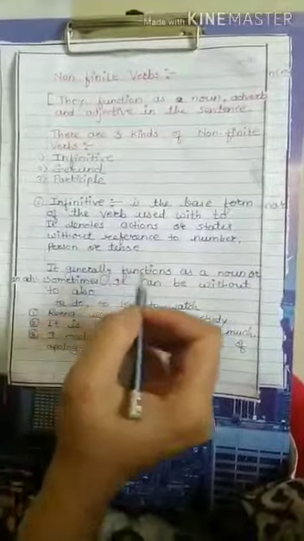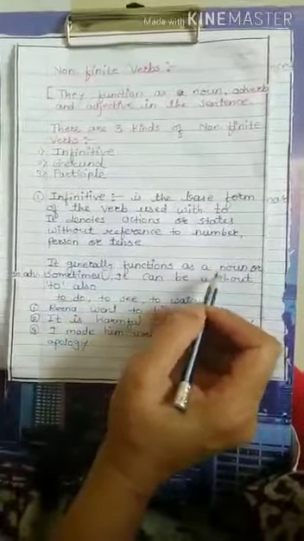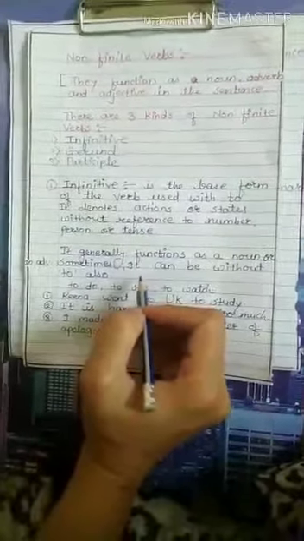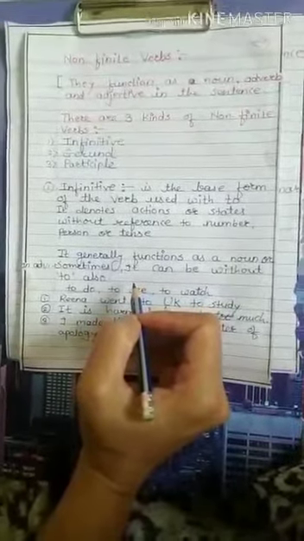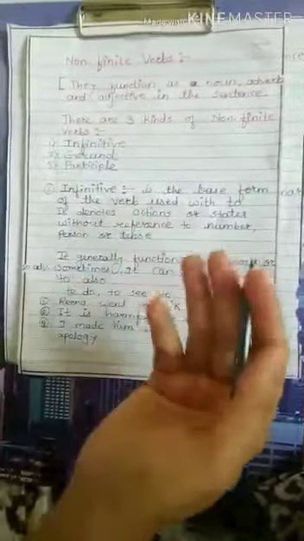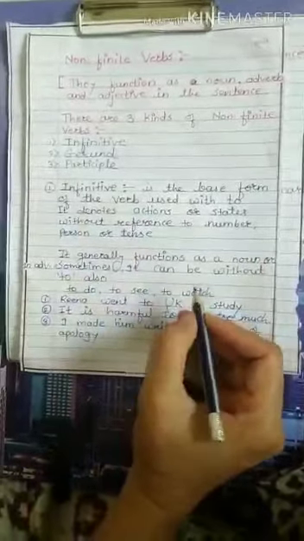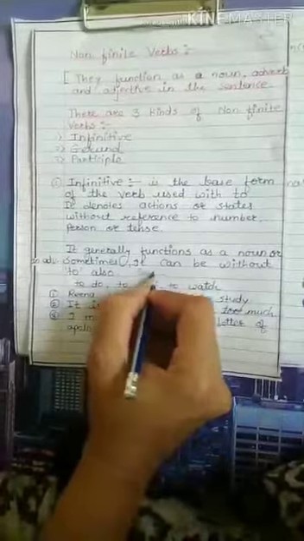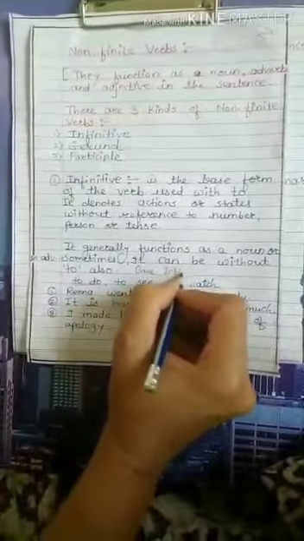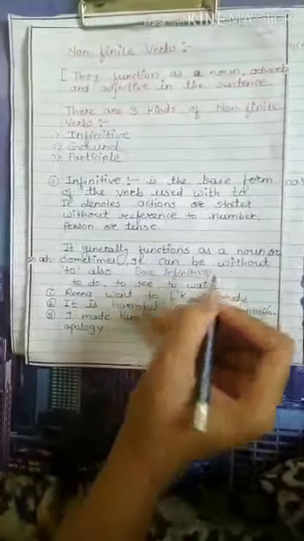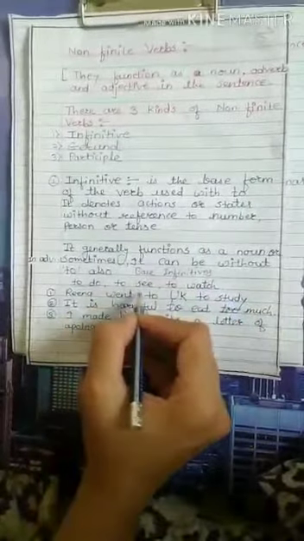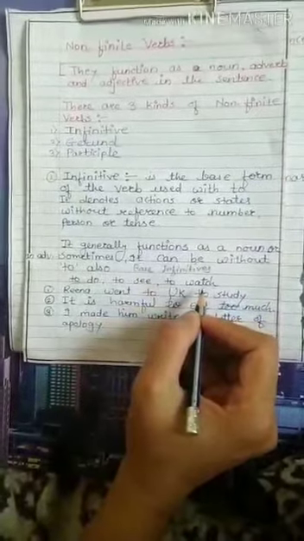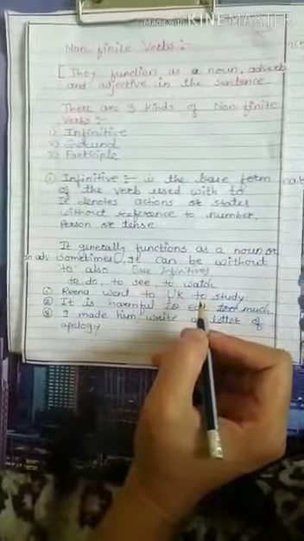It generally functions as a noun or an adverb. Sometimes it can be without to also. When infinitives are without to, they are called bare infinitives. To do, to see and to watch, these are the examples of infinitives.